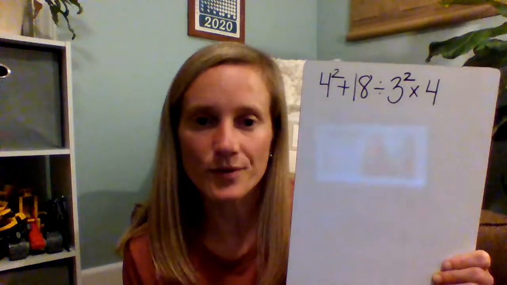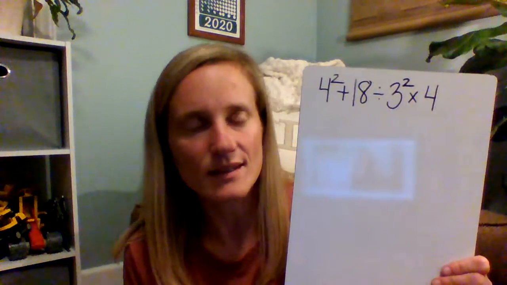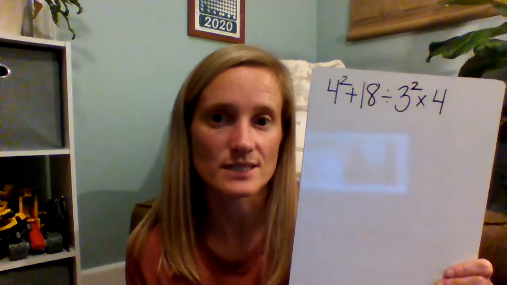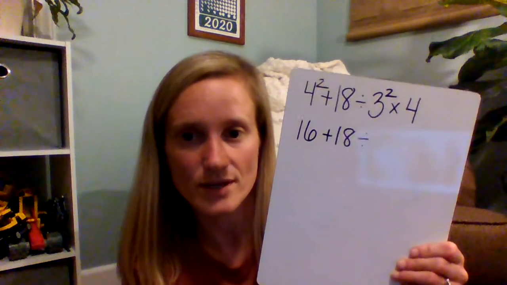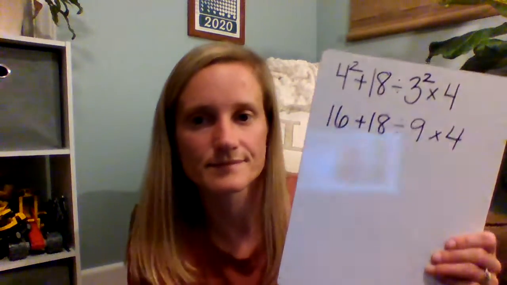Now I have no grouping symbols, there's no parentheses or anything like that. So the next thing in the order of operations is exponents, and I do have exponents in this problem. So I need to simplify those before I do anything else. So 4 squared, that means 4 times 4, so that's 16. I didn't do anything with the 18. Now I come to this 3 squared. 3 times 3 is 9, so I'm going to go ahead and simplify that into 9.